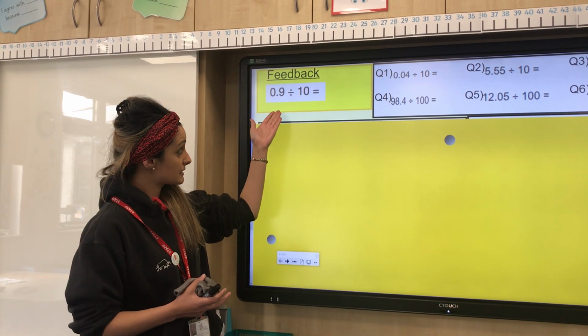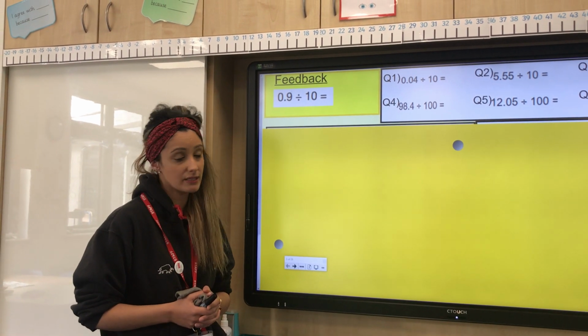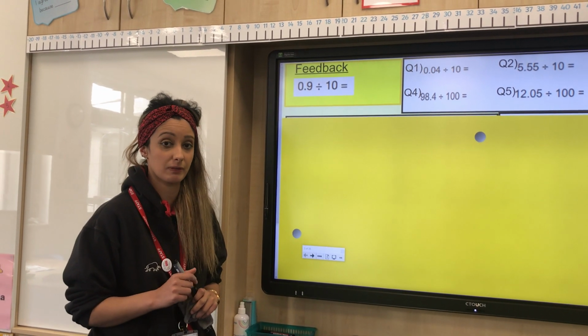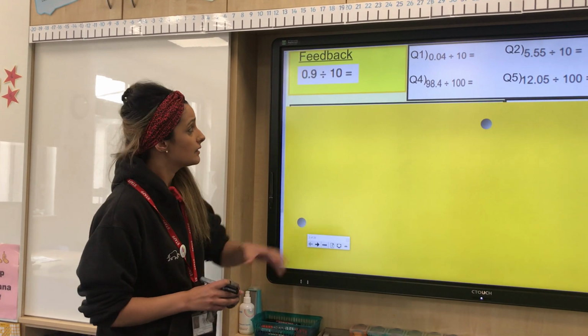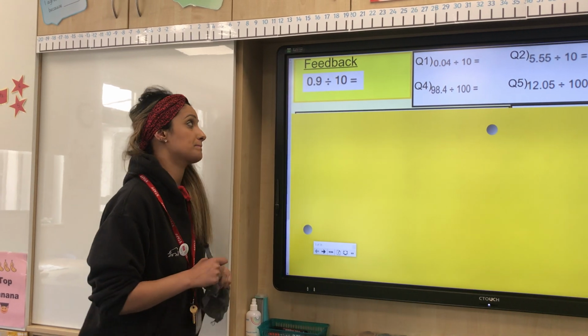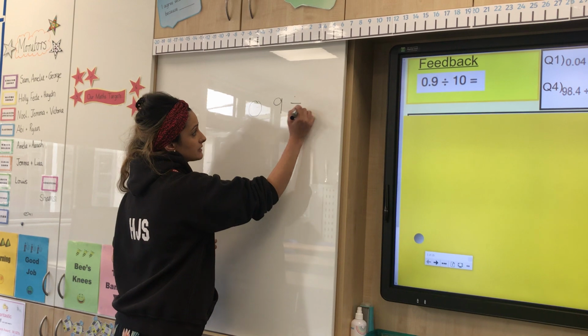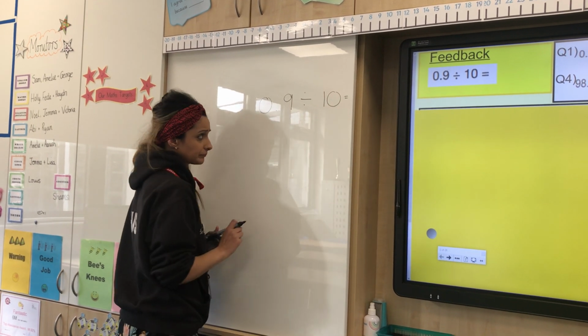So for example, in this particular instance, we've got 0.9 divided by 10. In the Year 6 curriculum, they have to be able to divide and multiply by 10, 100 and 1,000. So the children would watch the teacher input here. At this point here, I would write it down. So 0.9 divided by 10 equals.